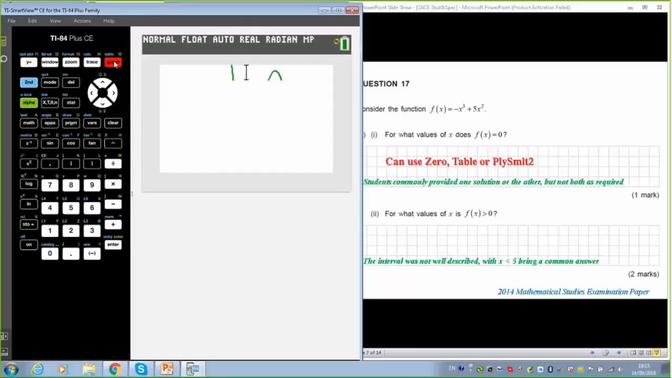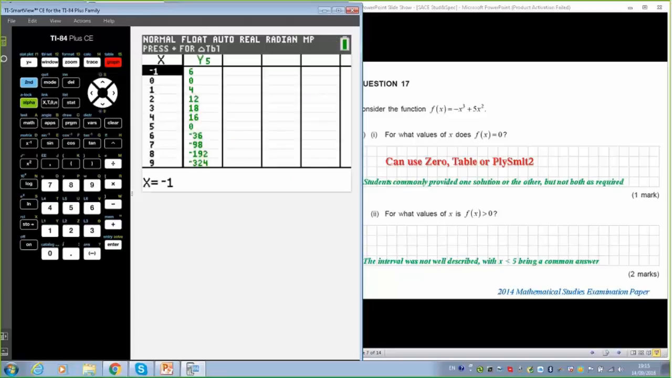All right, so again here, the Chief Assessor's report said that the interval was not well described, with a lot of students saying X is less than 5. I think here again the table really helps the students. We're looking for where it's greater than 0. Well, here this is not greater than 0, it's equal to 0. So we know it must be less than 0 and equally between 5 and 0 for the two values. So hence the reason why there's 2 marks.